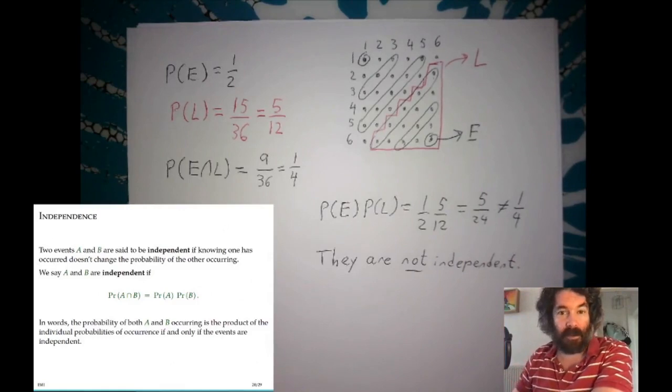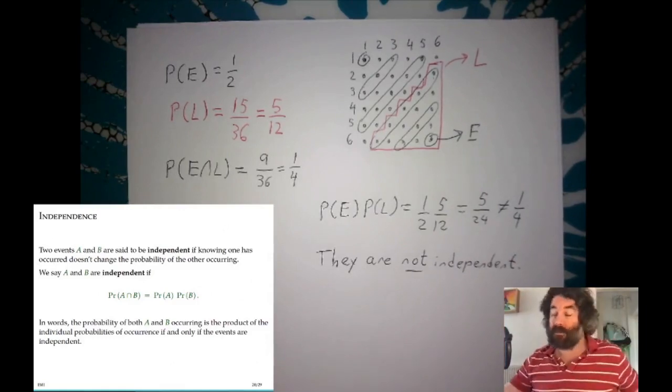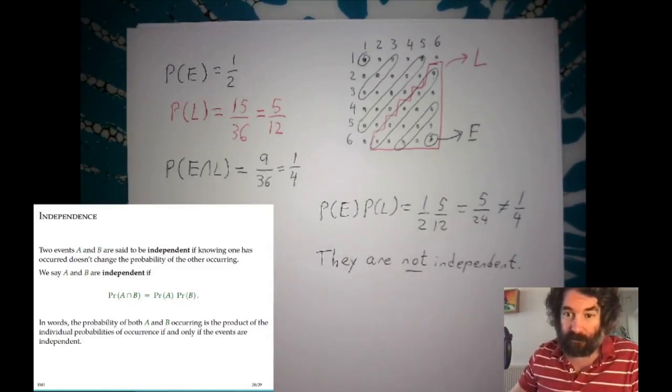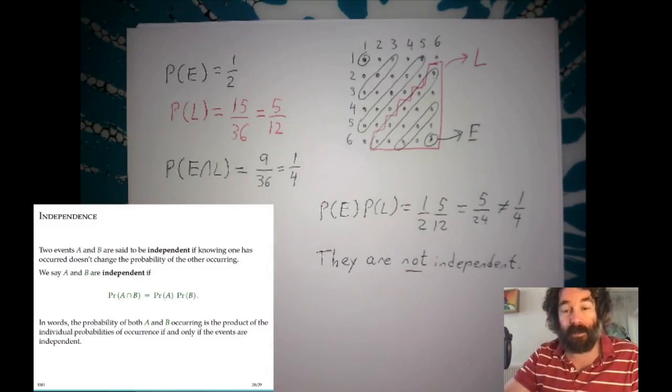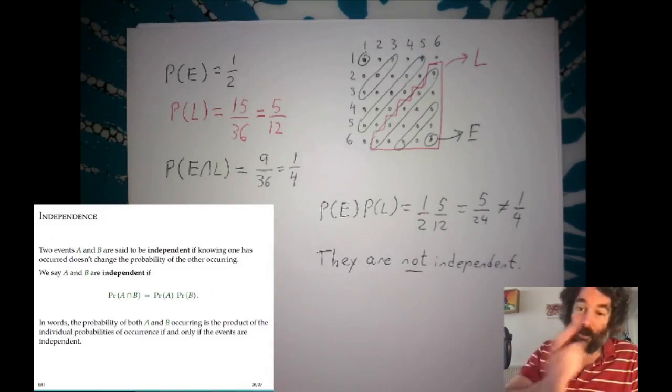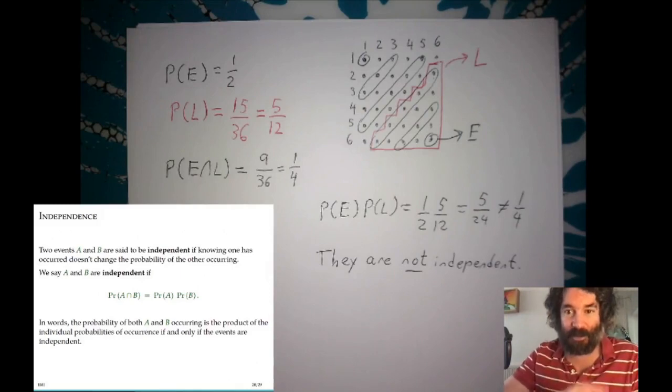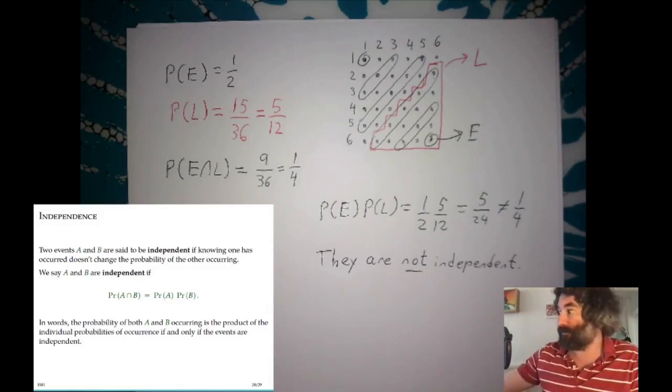All right, so it is important to keep in mind that we can only use this multiplication rule, that the probability of E and L is equal to the probability of E times the probability of L, if the events are independent. In general, the rule is the multiplication rule I put up at the beginning: the probability of E and L is equal to the probability of E given that L has occurred times the probability of L. Okay, so let's continue.